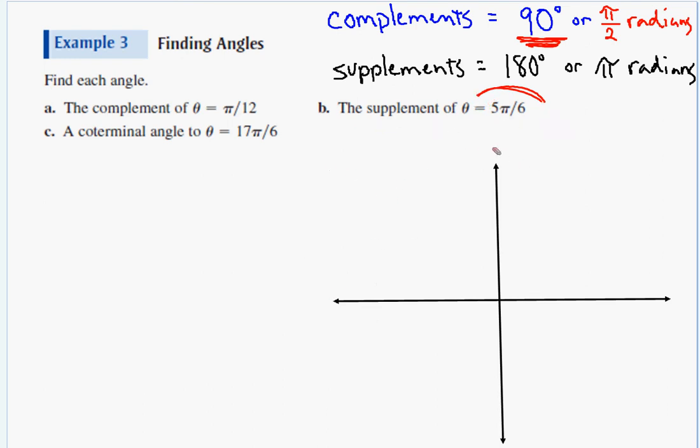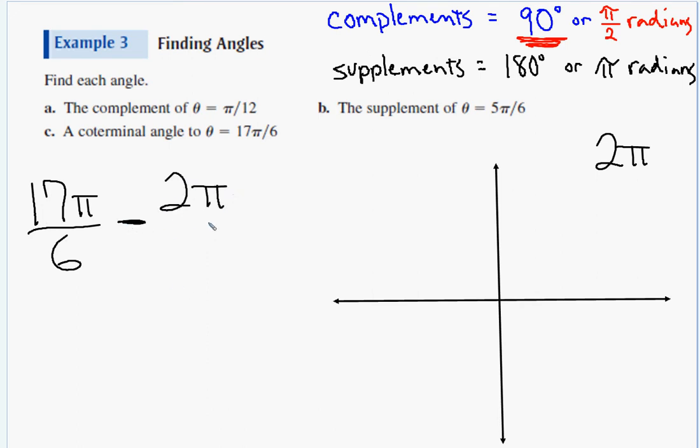Okay, now this last one, coterminal angles. So we're starting here with a pretty big one, 17 pi over 6. Well, a full circle is 2 pi radians. So we can either add 2 pi or subtract 2 pi. Well, this is a big angle to begin with, so let's subtract 2 pi.